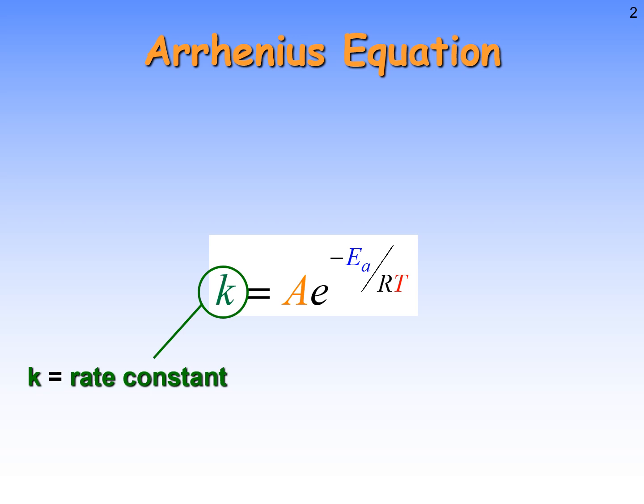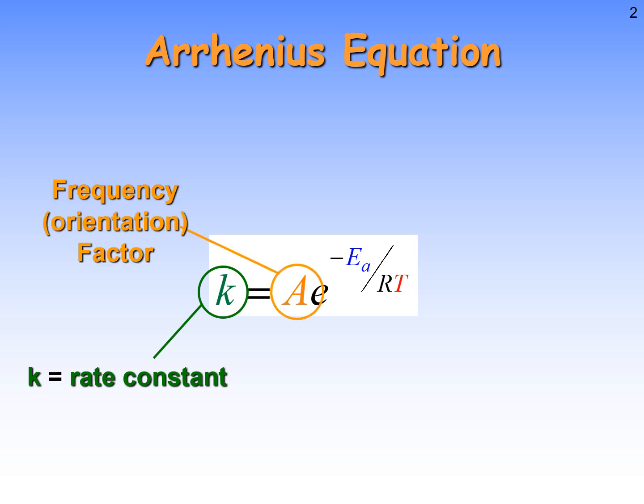So let's talk about this. k, that's the rate constant. A is what we call the frequency factor, or in other words, how often do our molecules collide with the correct orientation? So this is our kind of orientation component in this equation. Ea is our activation energy, and that is the energy requirement.